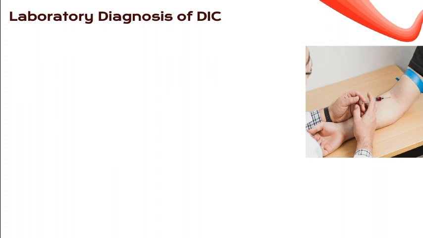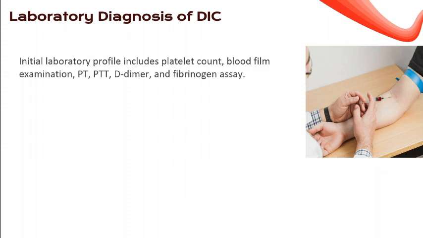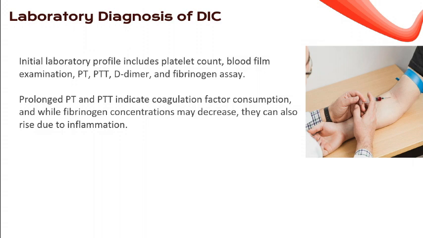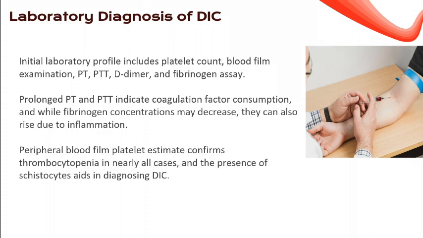It's not just a guessing game, we need some hard evidence from the lab. The initial lab profile includes a bunch of superheroes: platelet count, blood film examination, PT, PTT, D-dimer, and fibrinogen assay. If PT and PTT are playing the slow game, it's a sign that coagulation factors are getting consumed. But here's the twist: fibrinogen concentrations can rise due to inflammation, adding a bit of suspense to the plot. A peripheral blood film is like our detective magnifying glass. It confirms thrombocytopenia in almost all cases, and the presence of schistocytes. That's a clue leading us straight to a DIC diagnosis.